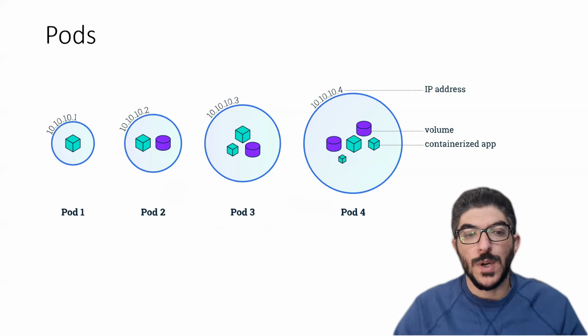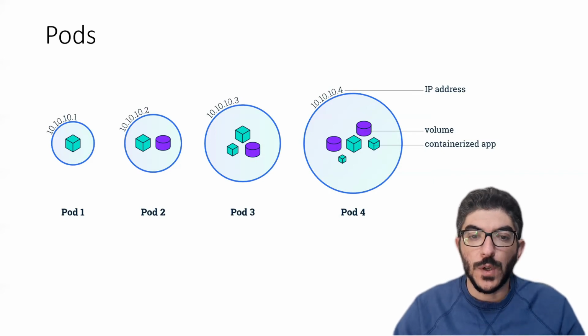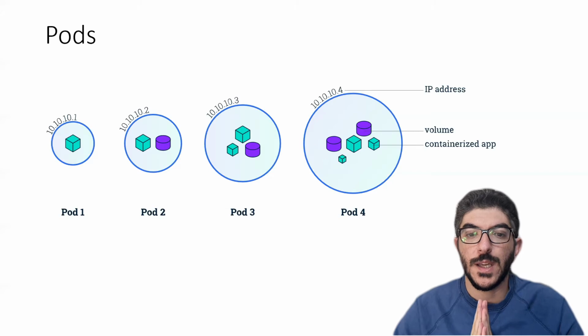For example, pod 1 has 1 container and has 1 IP address. Pod 2 has another IP address. It hosts 1 container and 1 volume. Pod 3 hosts 2 containers and 1 volume. In this case, each one of the 2 containers doesn't have a separate IP address. We have 1 IP address for the pod. And both of the containers have access to the same volume. So that when they access a file system, they are both accessing the same volume.